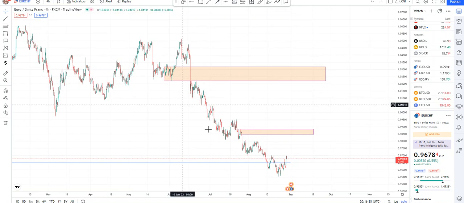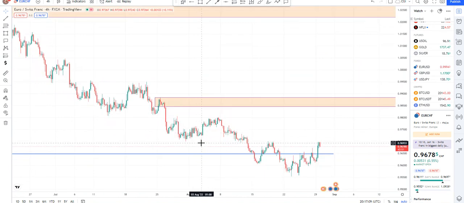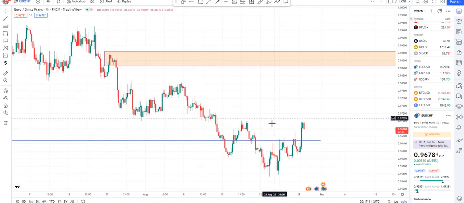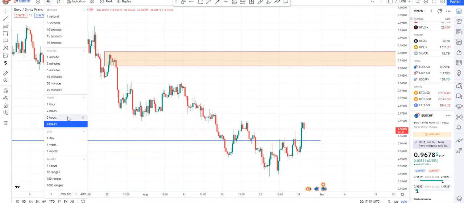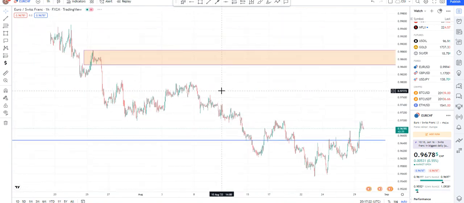The range structure is the structure formed after external liquidity is taken. So after this external liquidity was taken, we had all this range structure. So yes, basically that is it. And this place we have a strong move higher. I want to go down to 1 hour. Let's go to 1 hour.